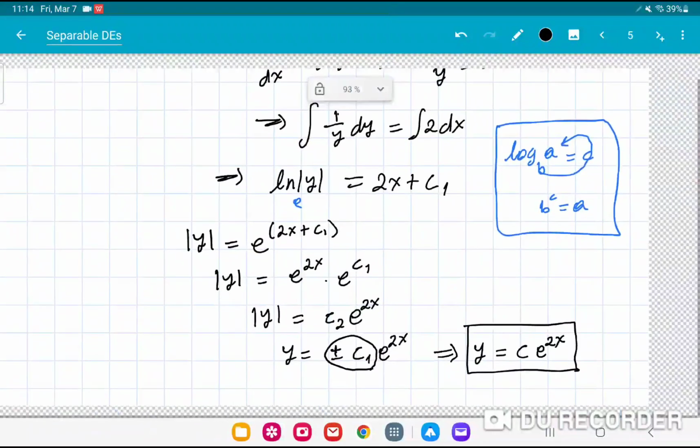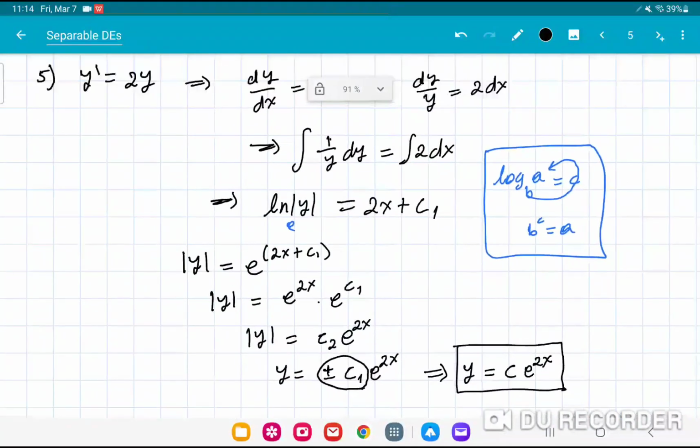Okay, and you may notice that when I had y prime equals y, I got y equals c e to the x in the example we had in class. And this is exactly how you solve that differential equation. And so that's the only solution you have. Okay?